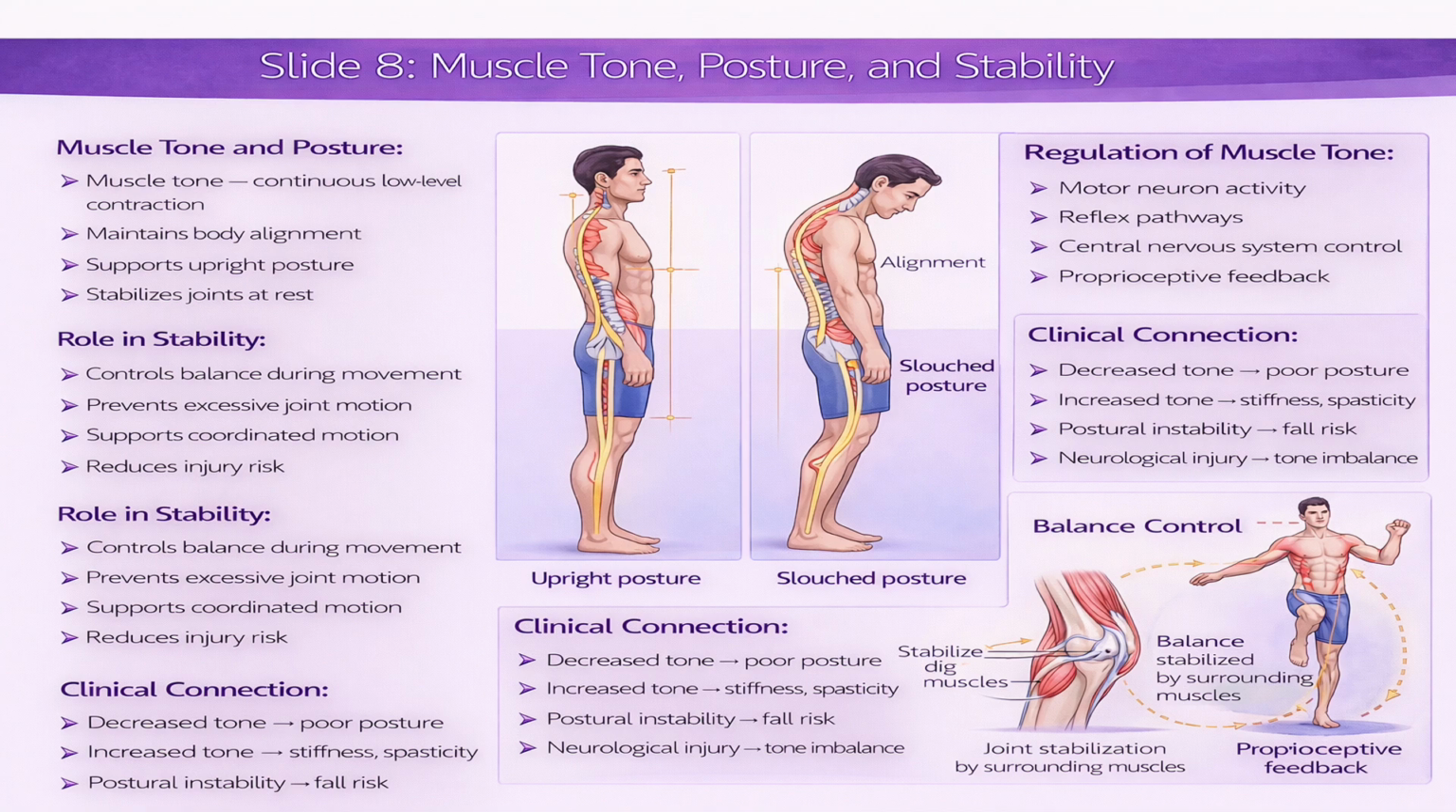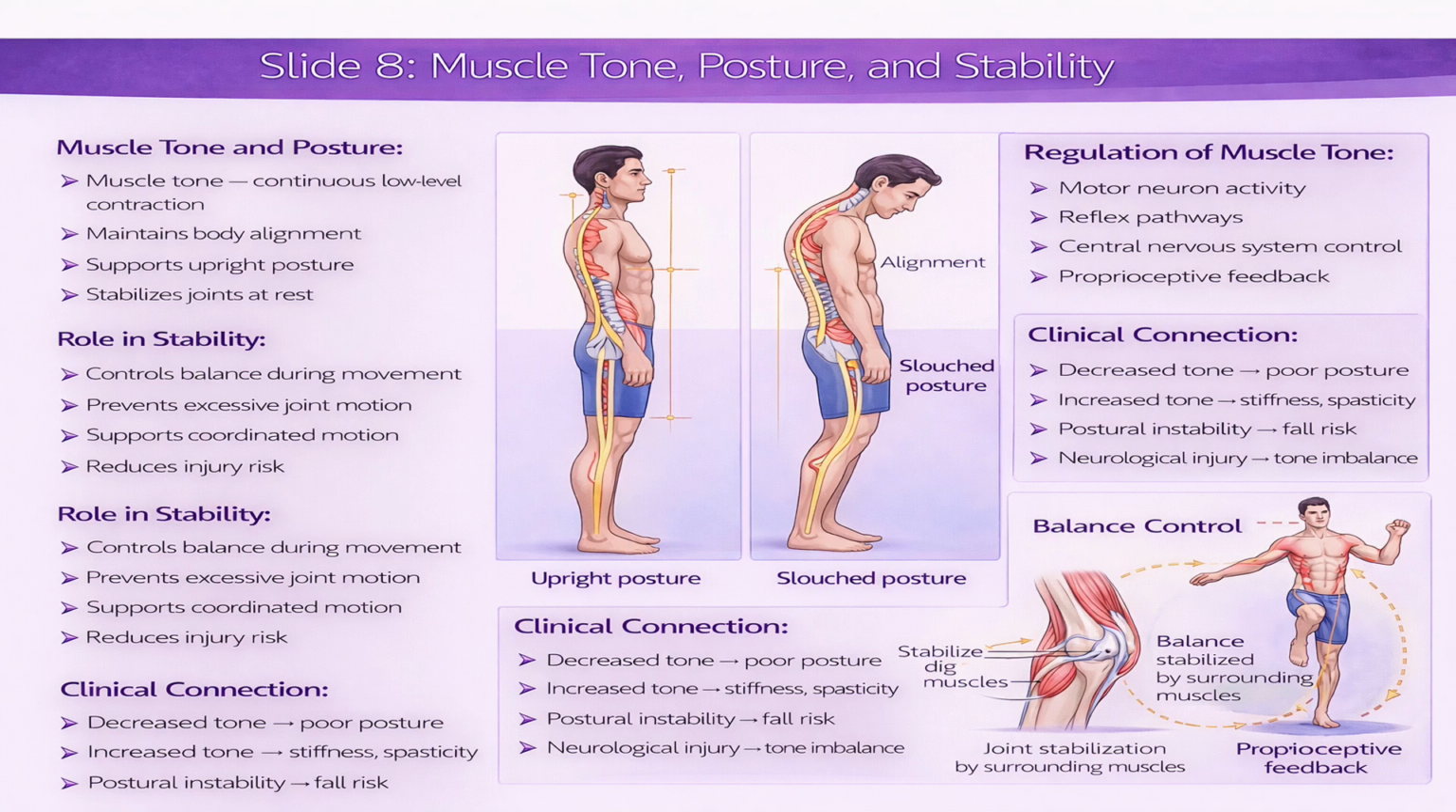From a clinical perspective, decreased muscle tone may result in poor posture, joint instability, and increased fall risk, particularly in older adults and neurologically impaired patients. In contrast, excessive muscle tone may lead to stiffness, spasticity, and reduced mobility.